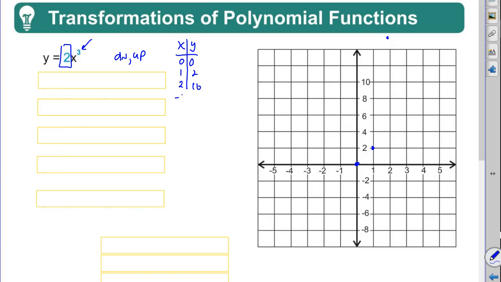Okay, negative 1. Negative 1 cubed is negative 1 times 2 is negative 2. See the point (-1, -2), and if I do negative 2 I'm going to get negative 16. So again, I'm down here somewhere at negative 16. All right, let me draw the function. So the function looks something like that.